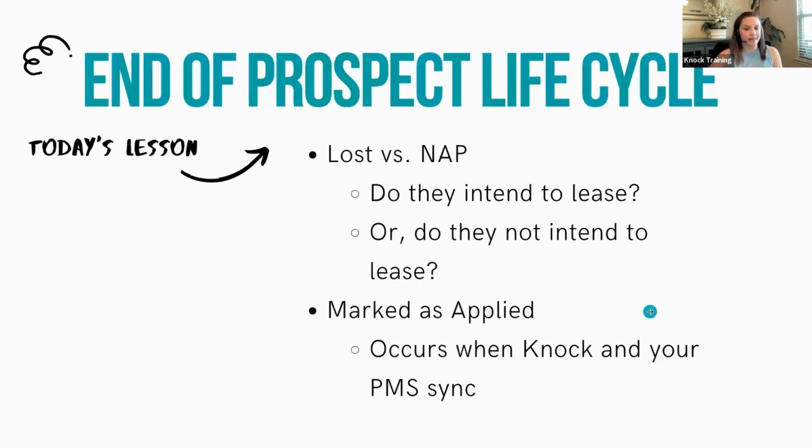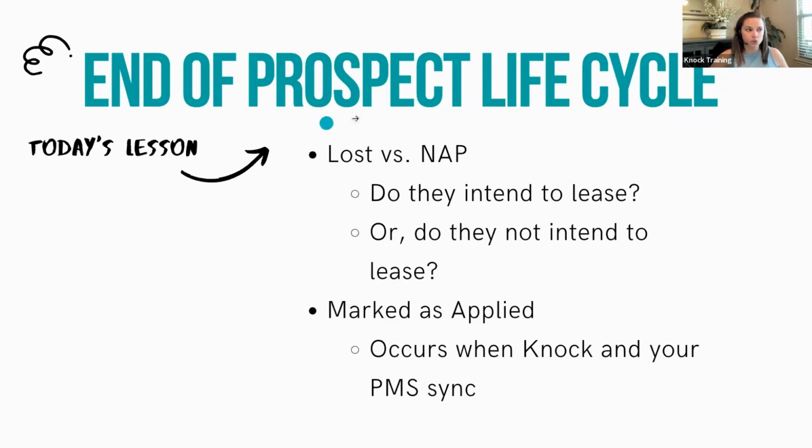And now let's talk about the end of the prospect lifecycle. We've taken a look at how we're going to manage our prospect through the lifecycle and what's available to us in the guest card. But what happens at the end? What if we need to remove them from the pipeline? There's two ways that we're going to be able to do this in the system. We're going to either mark them as lost or NAP.